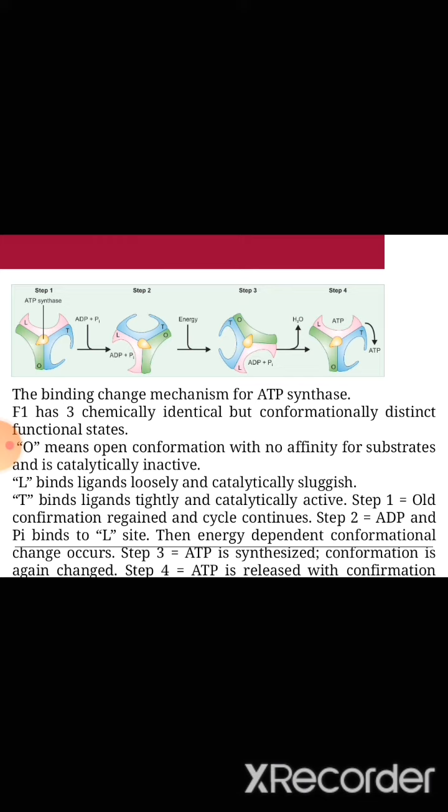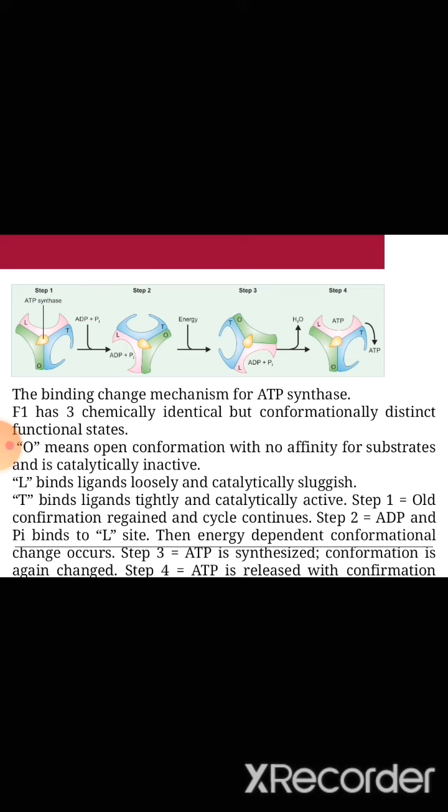So the O form is the open form and it has no affinity for substrate. In the L form, the substrate binds with less affinity. Then in the T form, it binds substrate tightly and catalyzes the ATP synthesis. So the bond is synthesized in the T state and ATP is released in the O state.